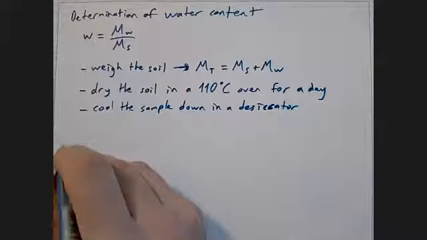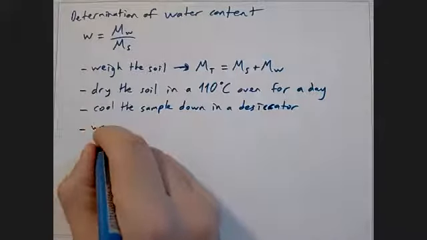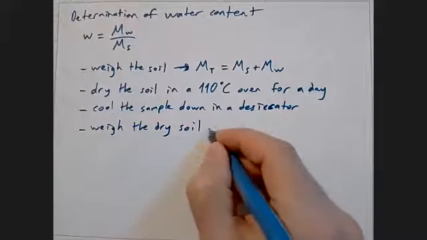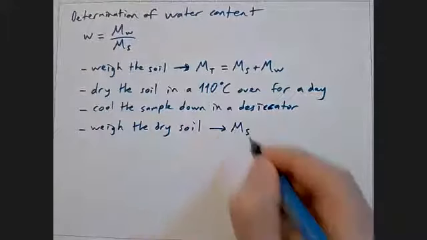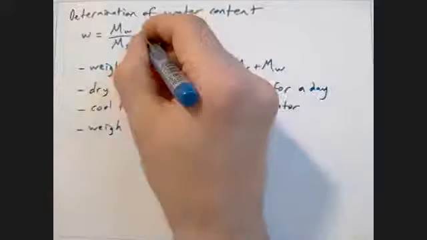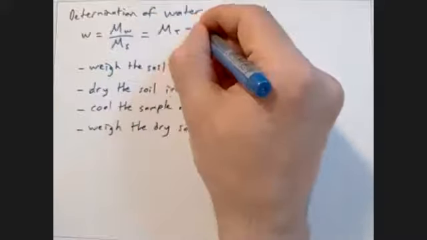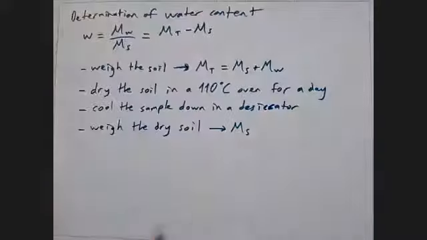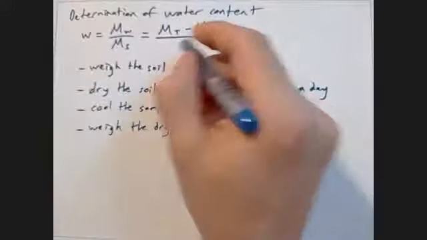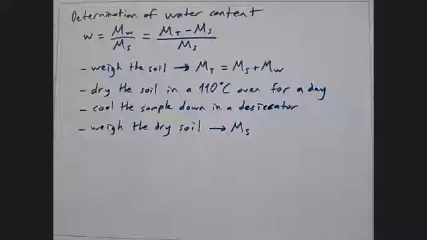So then weigh the dry soil, which is what? It is the mass of solids. And once you do that, you can directly write this. Total mass minus mass of solids will get you mass of water. Divide that by mass of solids, you get water content.